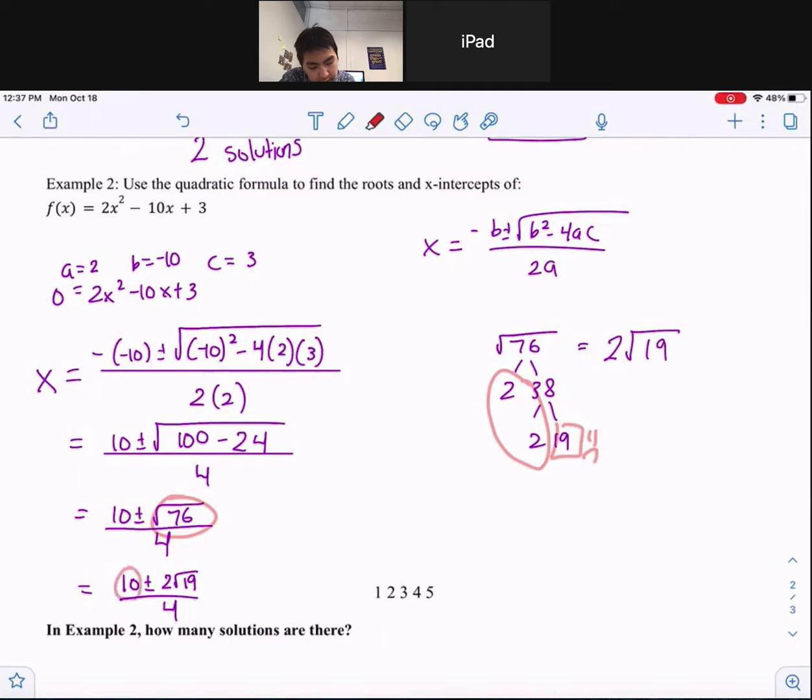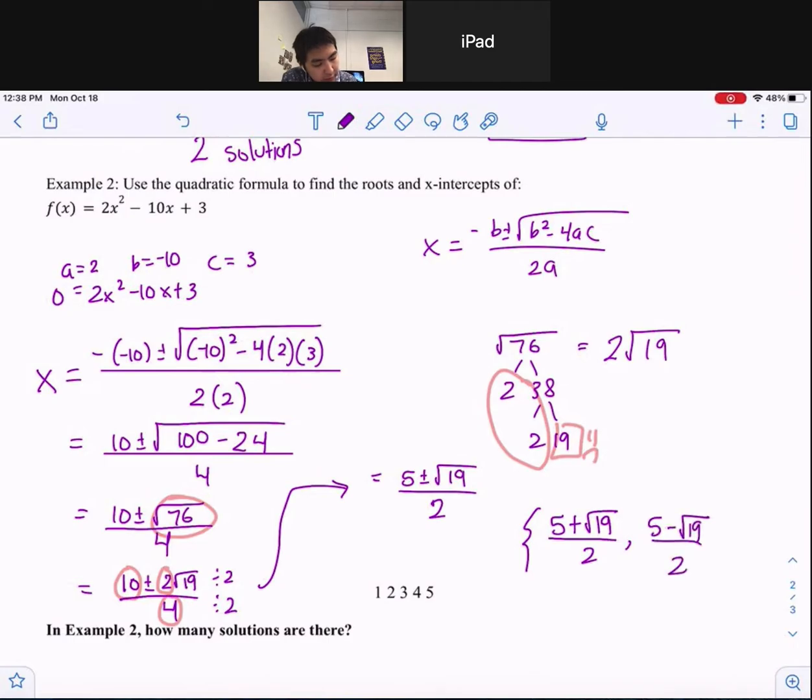And do you see these numbers, the coefficients, right there? If all three of those can be divisible by a number, you can divide top and bottom by what can be divisible into all three. 10, 2, and 4 can all be divisible by 2. So 5 plus and minus the square root of 19, all over 2. And that's going to be our two answers: 5 plus rad 19 all over 2, or 5 minus rad 19 all over 2.